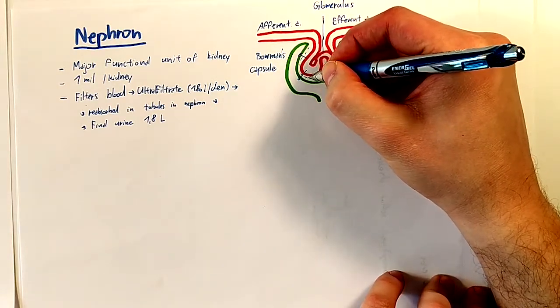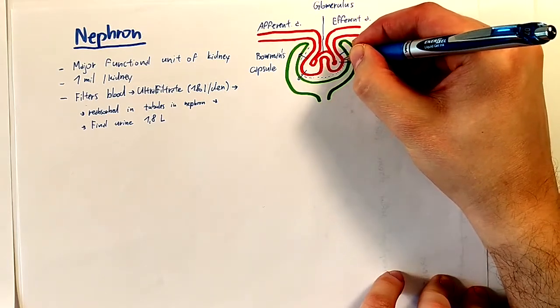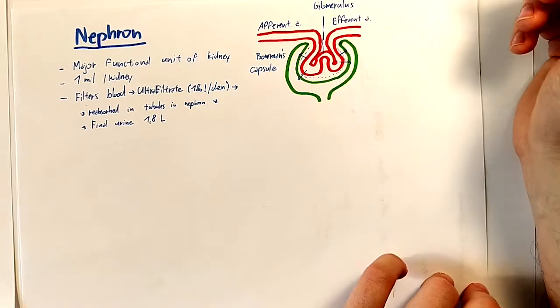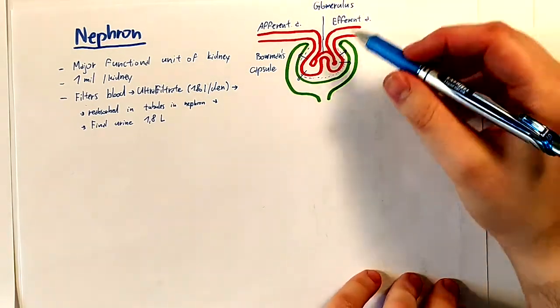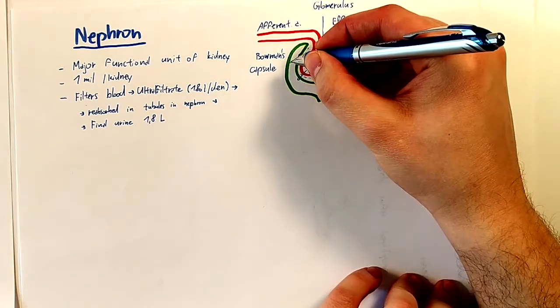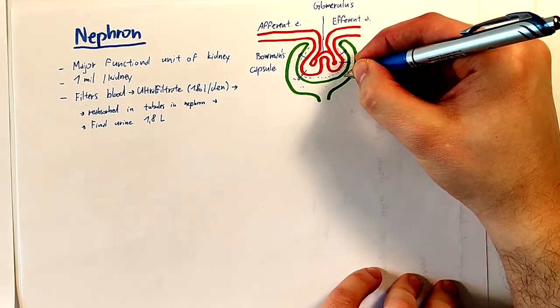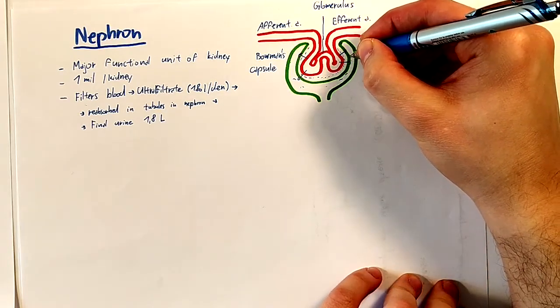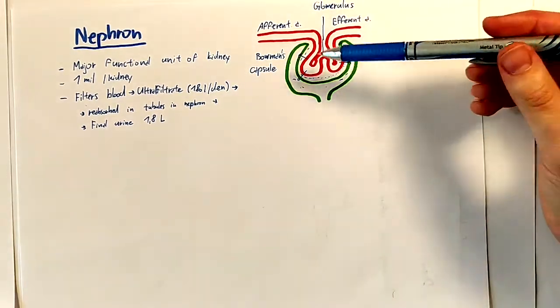You can imagine it as some sort of net or web that prevents passage of big stuff and allows passage of small stuff. Okay, and that's the Bowman's capsule, right? And then all this stuff that gets filtered, like water, ions, glucose, amino acids, will be present here in the Bowman's space. You'll learn definitely more detail in histology.